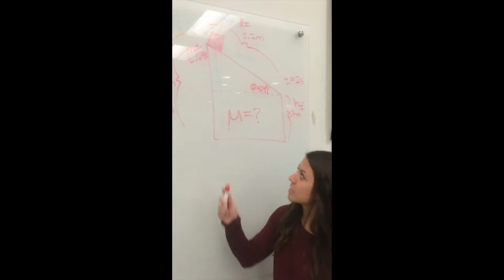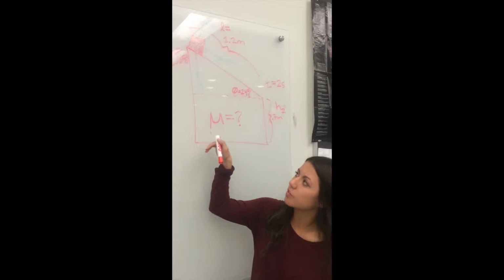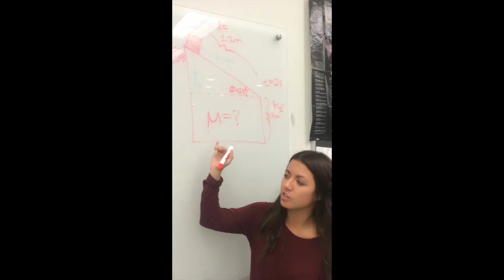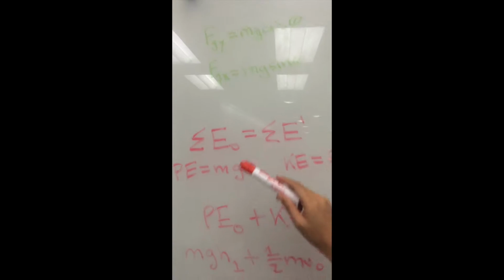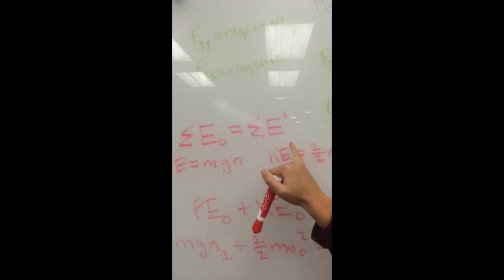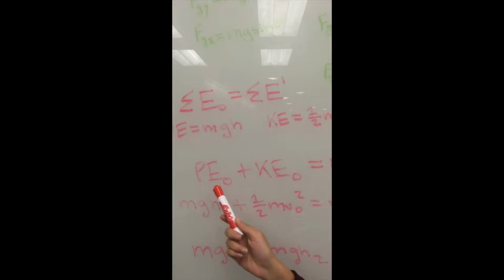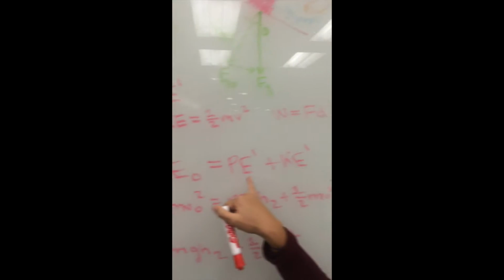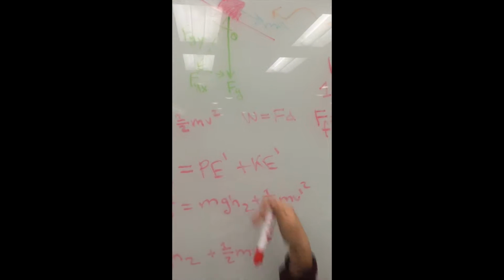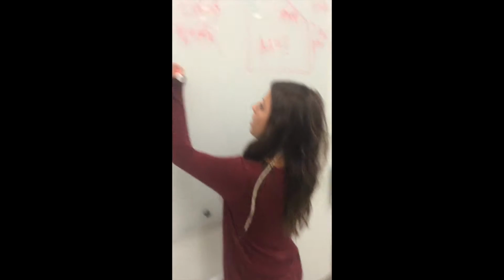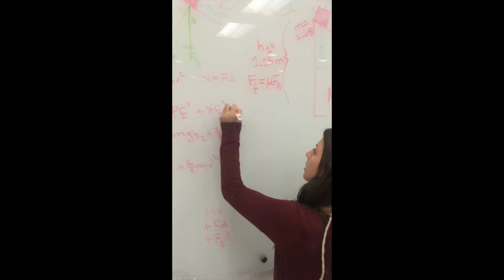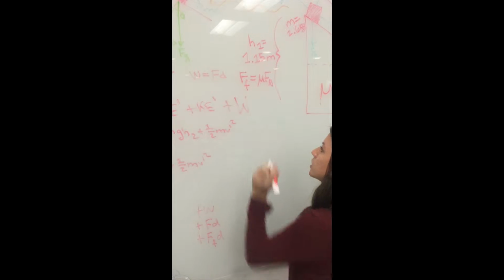Okay, so in order to find the coefficient of friction, we're going to have to use conservation of energy. So we know that energy naught is equal to energy final, which means that potential energy and kinetic energy initial will equal potential energy and kinetic energy final. But we also know that some energy will be lost due to heat from the work done by friction.